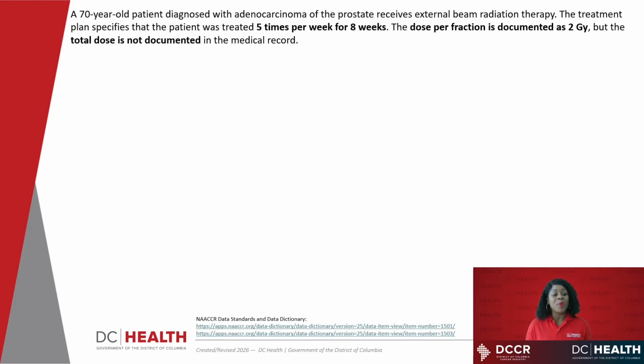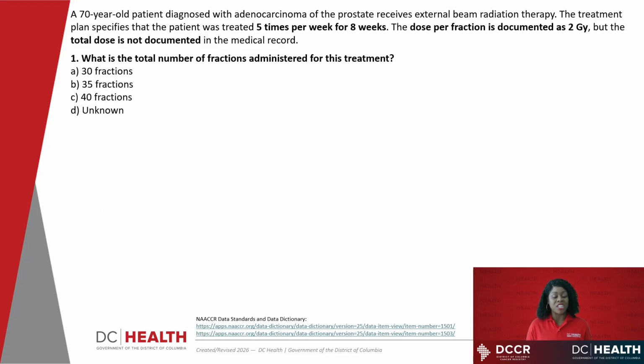A 70-year-old patient diagnosed with adenocarcinoma of the prostate received external beam radiation therapy. The treatment plan specifies that the patient was treated 5 times per week for 8 weeks. The dose per fraction is documented as 2 gray, but the total dose is not documented in the medical record. What is the total number of fractions administered for this treatment? Is it A, 30 fractions, B, 35 fractions, C, 40 fractions, or D, unknown?